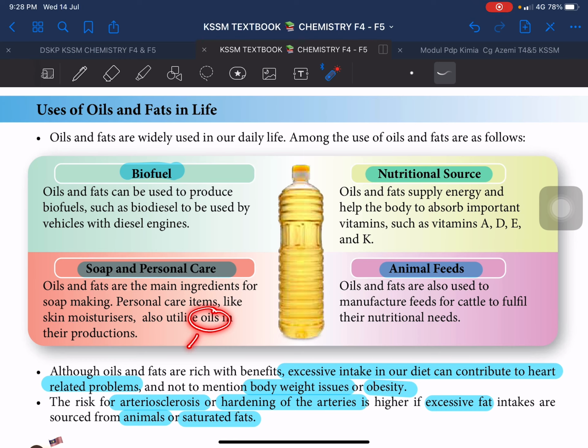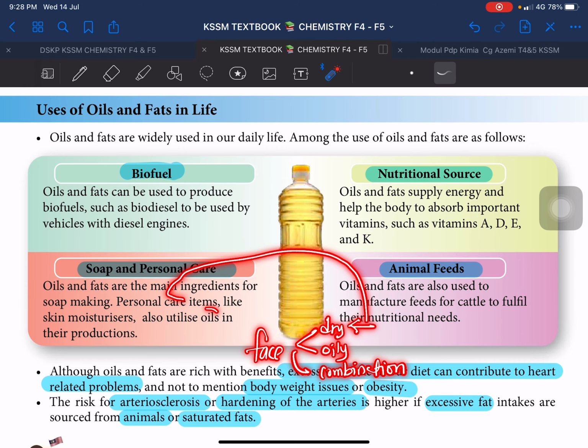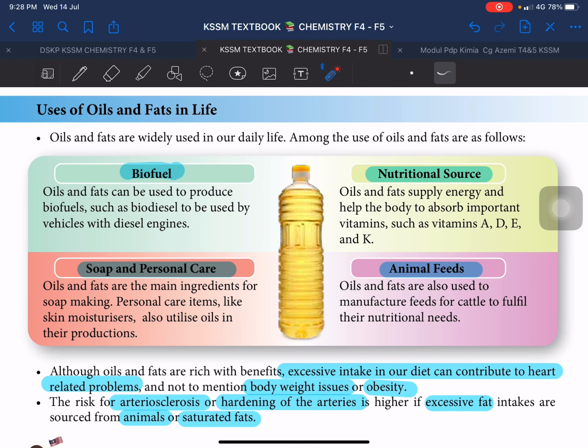We have three types of face: one is dry, one is oily, and one is combination skin. If they are too dry, they can use personal care that utilizes oil. But if the face is already oily like mine, using more oily cosmetic products, cannot do that, okay? Next, animal feeds. Oils and fats are also used to manufacture feeds for cattle to fulfill their nutritional needs. To feed the animals, okay.